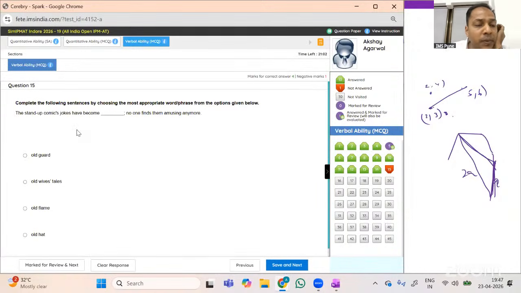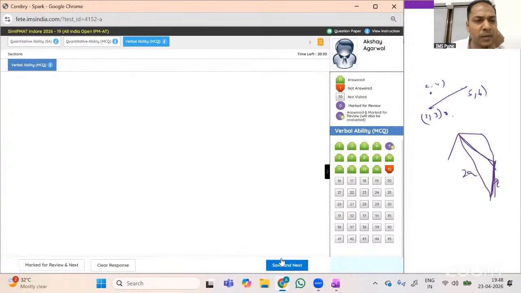The stand-up comic's jokes have become something which is outdated. Old guard, old wives' tales, no. Old flame, old hat. Maybe I'm taking a guess here. Old hat or old flame, something which is outdated. Maybe old hat or old flame. No, old hat.